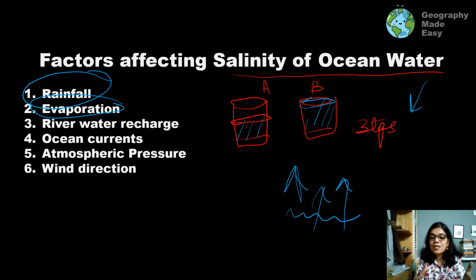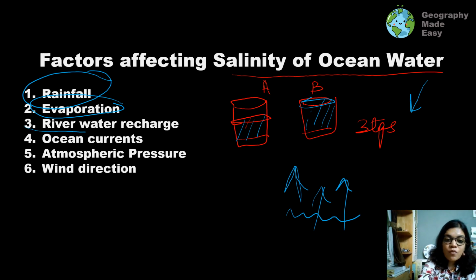The inland seas which are cut off from any kind of source of fresh water, where there's not much rainfall and the evaporation rates are very high because it's hot, we see that in these places the salinity goes up drastically.